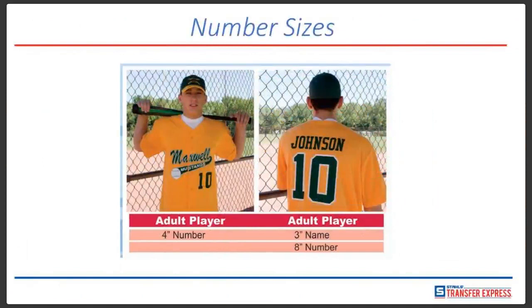So here we give you an example of an adult player playing for a baseball team. On the left-hand side of the picture, we're showing a 4-inch number underneath the logo for the Maxwell Mustangs. So that's a 4-inch number on the front. And then on the back, we show a 3-inch name and an 8-inch number.